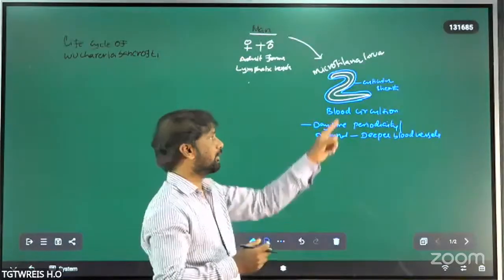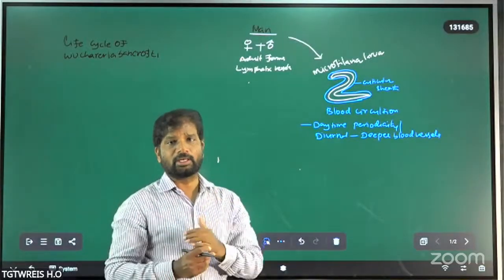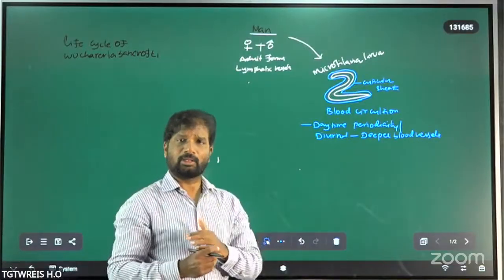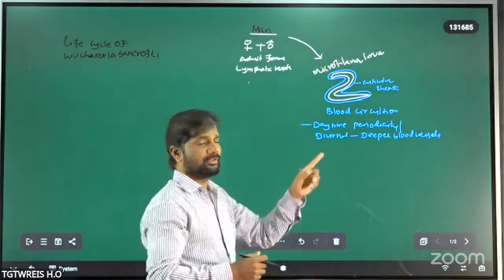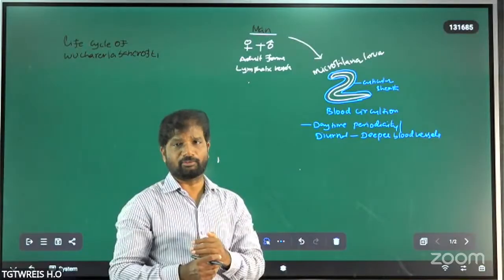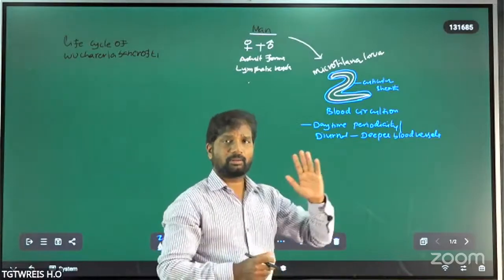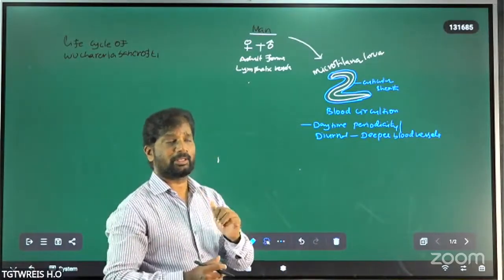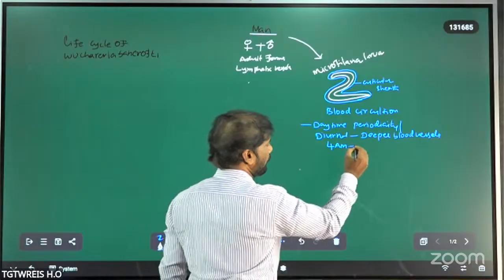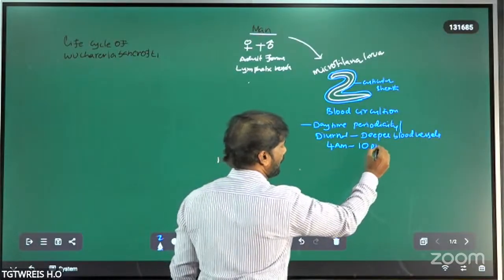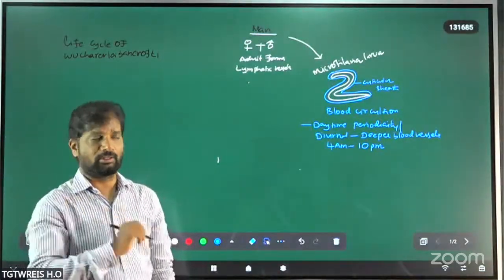In the blood circulation, these microfilaria larvae exhibit diurnal periodicity as well as nocturnal periodicity. That means daytime periodicity and nighttime periodicity. The daytime periodicity is technically known as diurnal periodicity. In which blood vessels does it take place? In the deeper blood vessels. At what time? From 4 a.m. to 10 p.m., the microfilariae larvae are present in the deeper blood vessels.